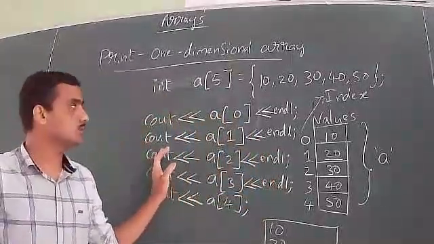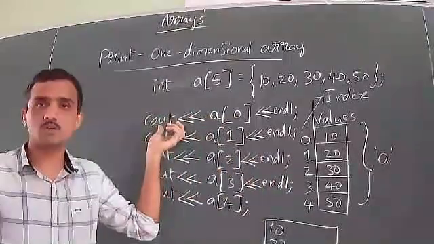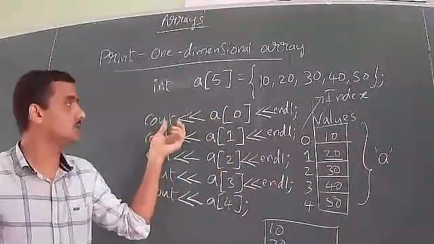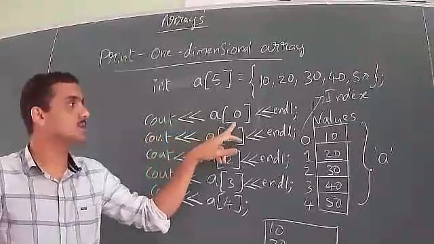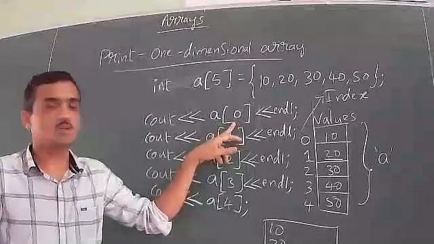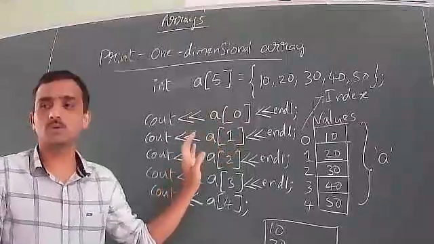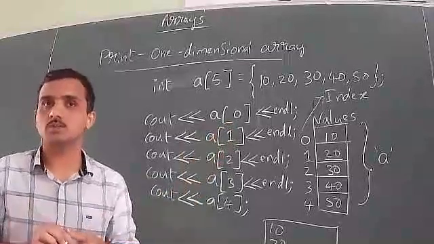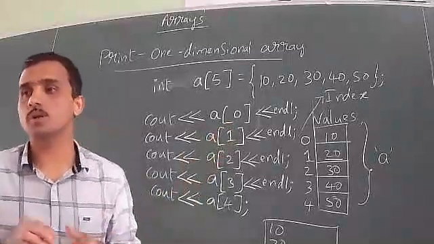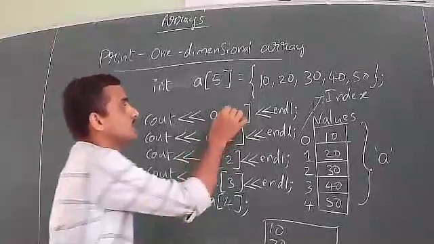Once again, I tell you. We have to use the cout statement to display the values on the screen. So cout insertion operator, A is the array name, 0 is the subscript value, or you can say index value. How to read it: A of 0. And these brackets, you just call them brackets. You need not call them square brackets. In programming language, if you call them brackets, it's enough.